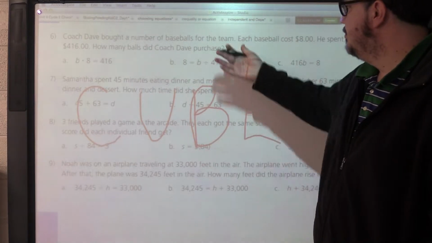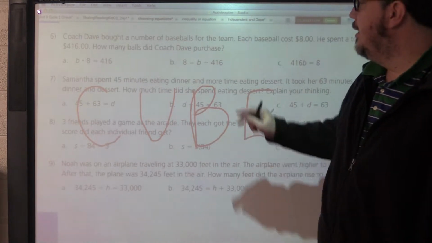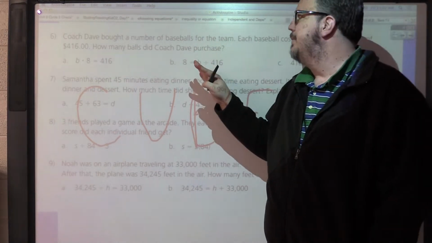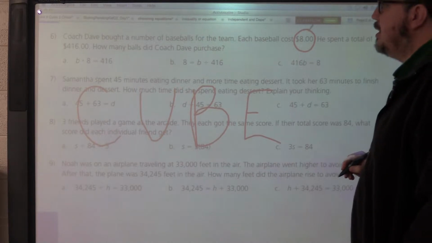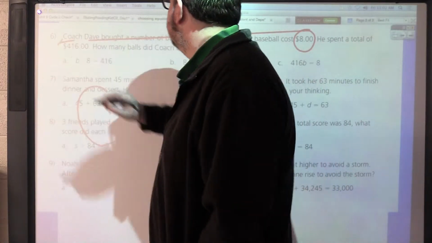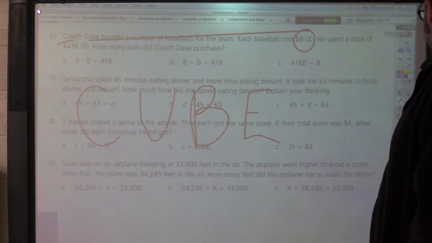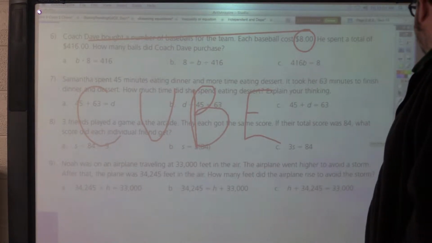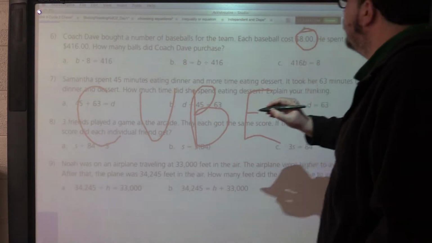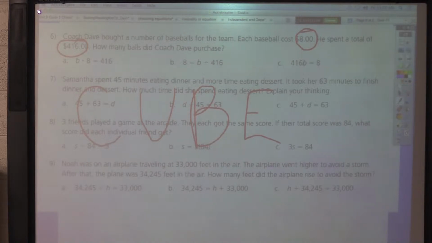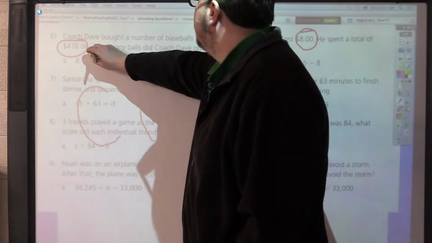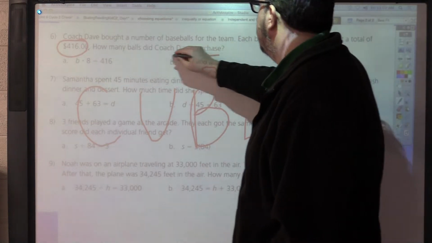Okay, so I know it's talking about a coach buying baseballs for a team. Each baseball costs $8. I'm going to circle that $8. And he spent a total of $416. Circle this again. $416 total. How many balls did he buy? How many did he purchase? Now I'm going to underline what it wants me to solve for. And it says, how many balls did Coach Dave purchase?